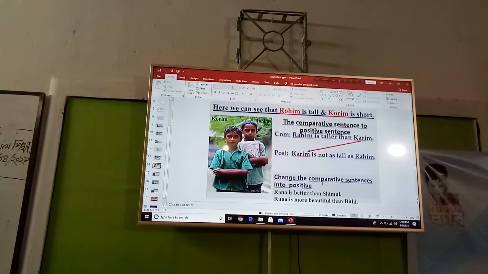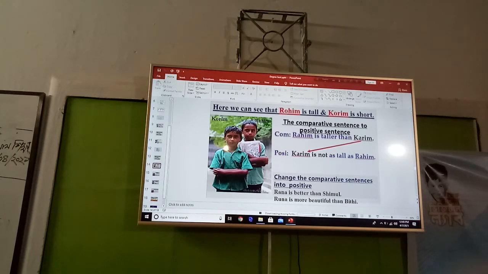Rohin is taller than Corin. Dear students, remember here only than is used. That means no than any other or than most other or many other are used. So you can never change this sentence into superlative form. You can only change into positive form. And here if you find only than, then you have to see the question, what form it is.